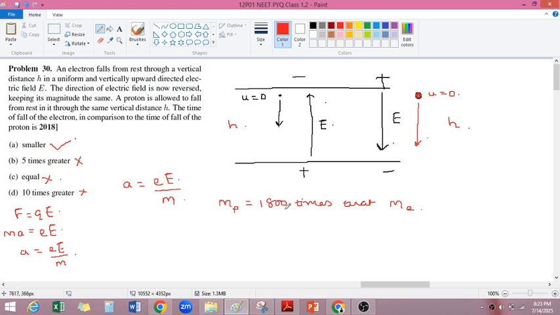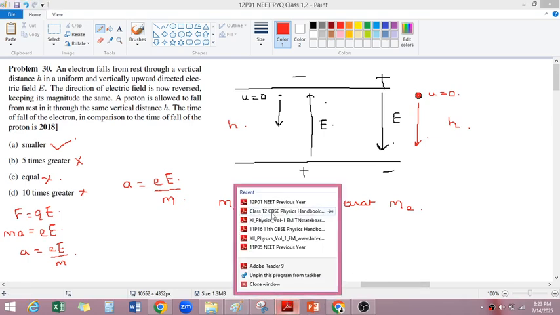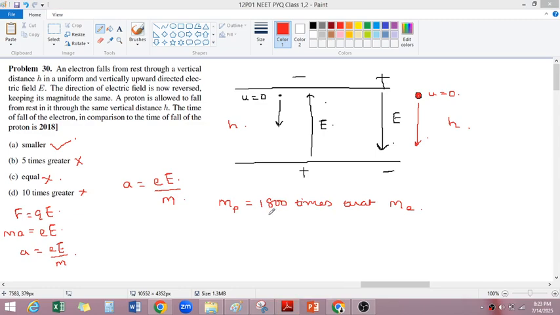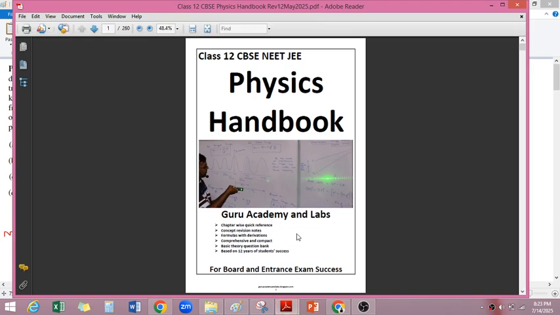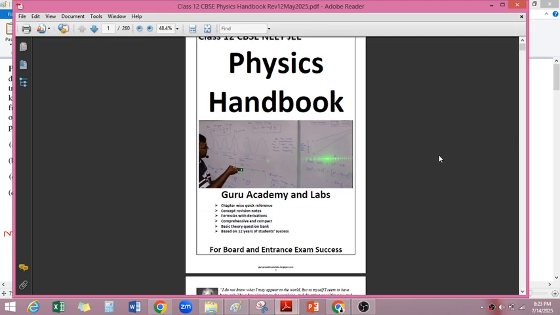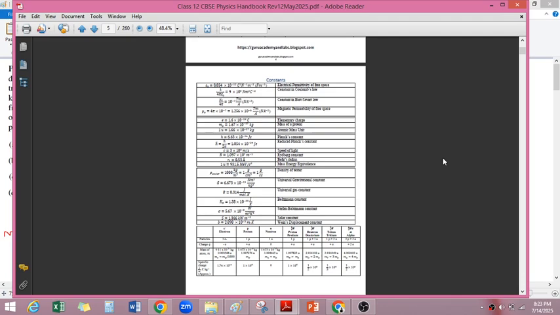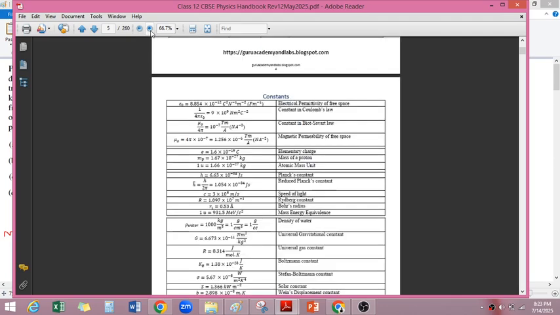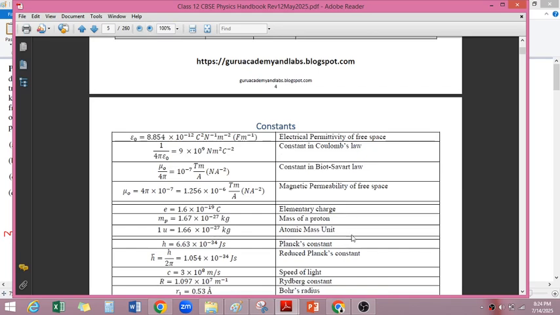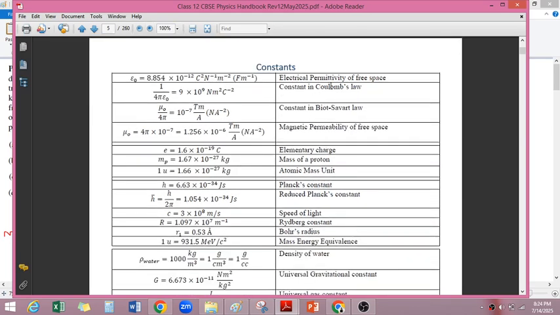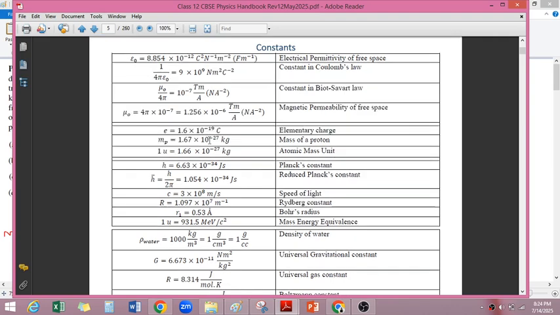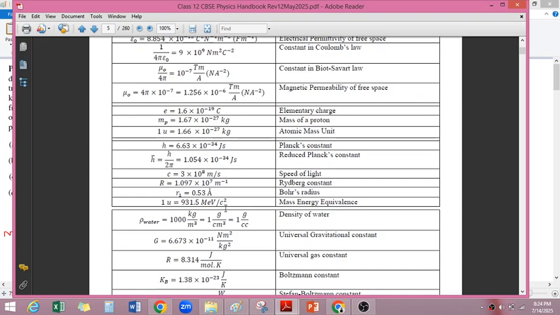So how do I know this? Well, you have to know the constants. I told you many times, go to the handbook. The very first page, I have given a lot of constants you should know. So this page. So many things in the electric topic: elementary charge, mass of a proton, mass of electron.